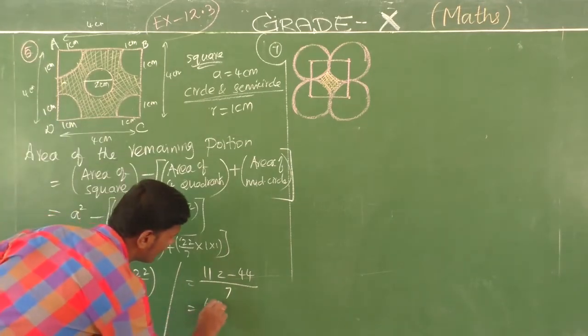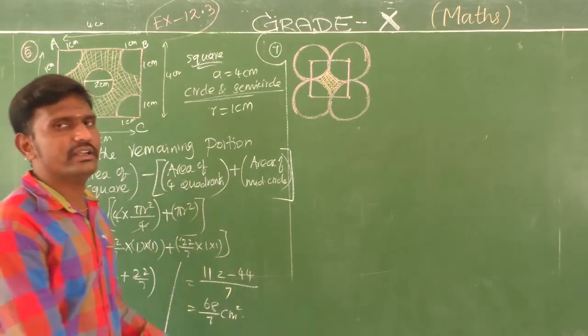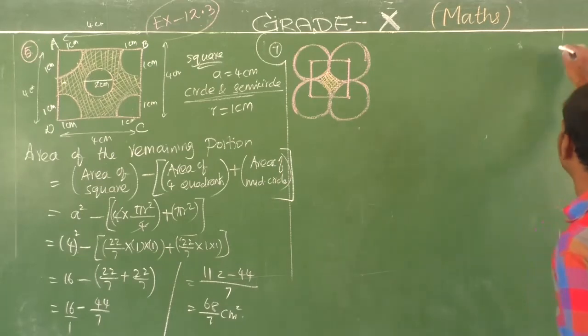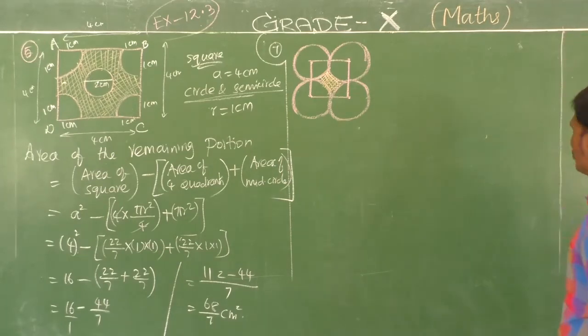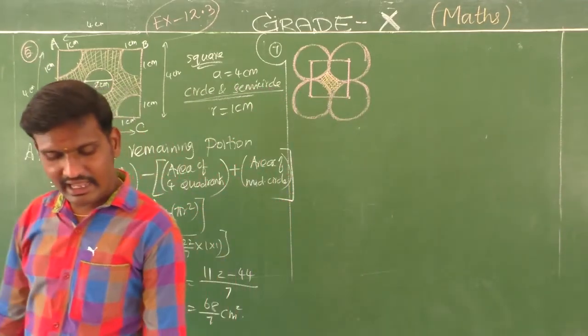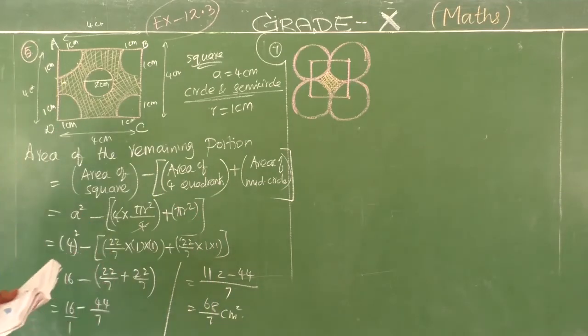The final answer is 68 by 7 centimeter square. If you want to divide that fraction, divide and write, it's not a problem. Okay, have you got it? Yes. And the sixth question we will see later. It is a different model.